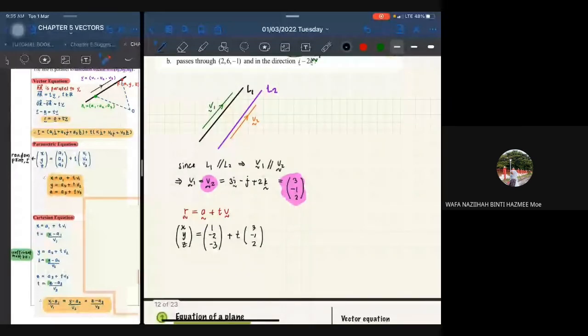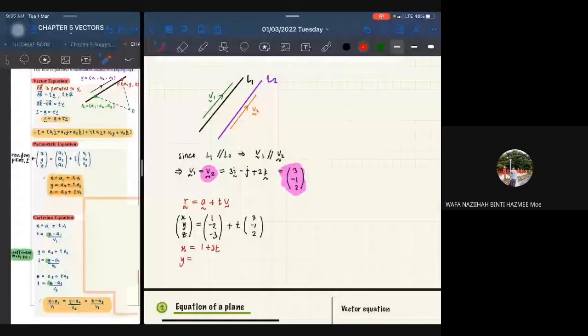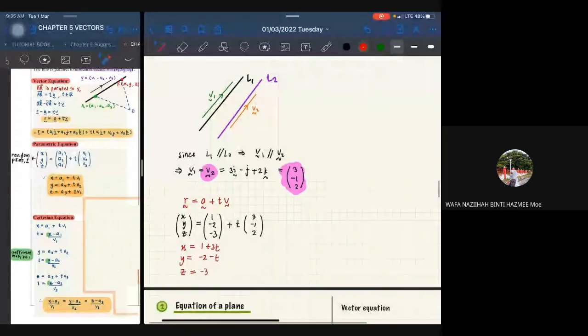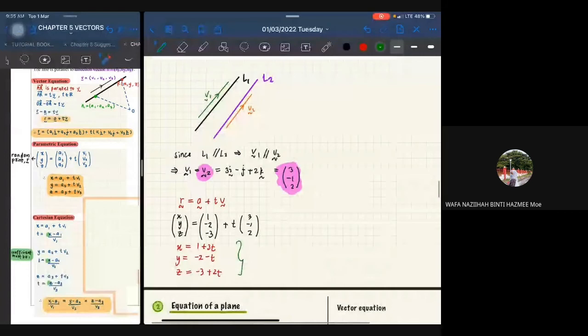Okay, so let's kita expandkan dia. Kita comparekan x, y dengan z ni. So awak akan dapat x is equal to 1 plus 3t. And then you have y is equal to negative 2 minus t. And then lastly you have z is equal to negative 3 plus 2t. Okay, so ini adalah dalam bentuk parametric equation, but you need to change it in the form of Cartesian equation. So dalam Cartesian equation, ingat, we want to make t as our subject. Kita nak jadikan t sebagai subjek kita sekarang ni.